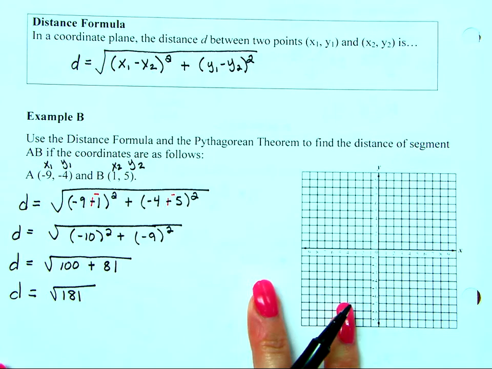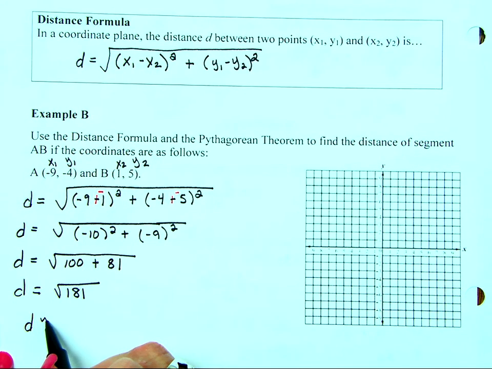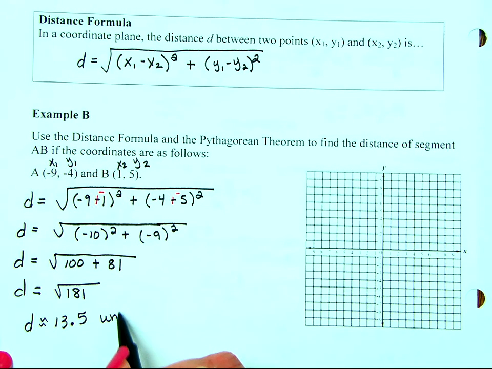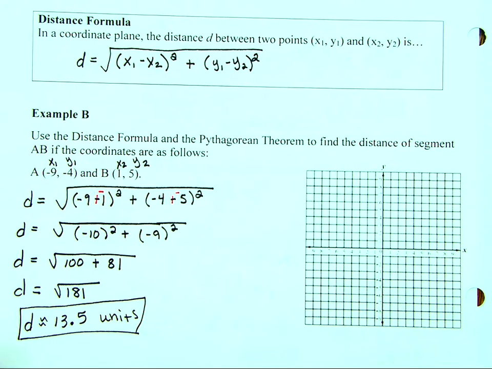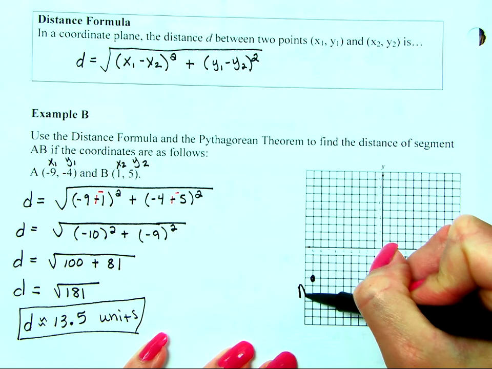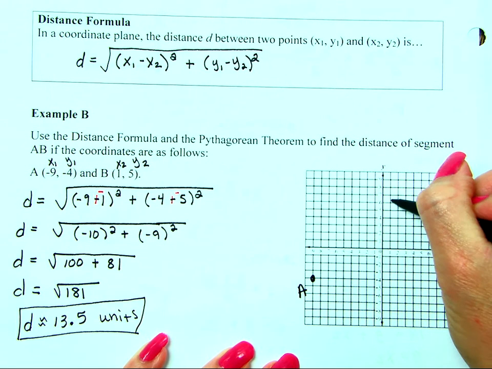We can round that to the nearest tenth, and when we put that in our calculator, we're going to find that it comes out to approximately 13.5 units. So here I was able to find my length, not having to graph it, but simply substituting my endpoints in. Now, if I wanted to, I could have used the Pythagorean theorem. I could go ahead and graph my -9, -4, and 1, 5.